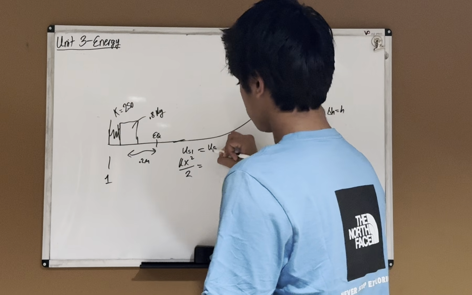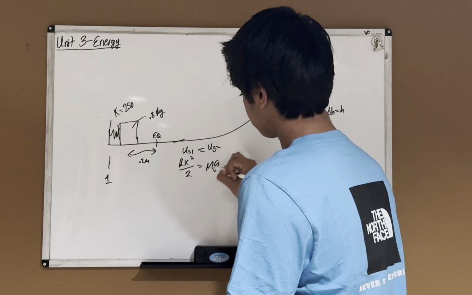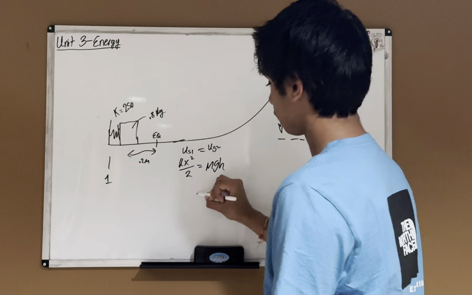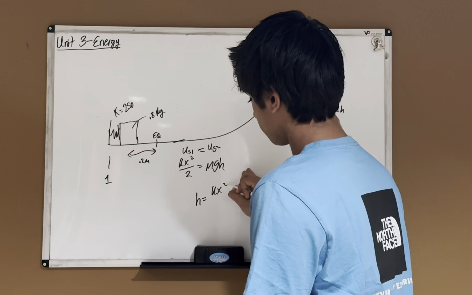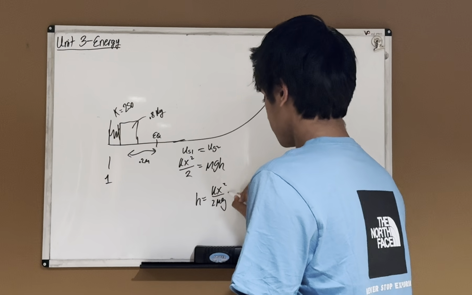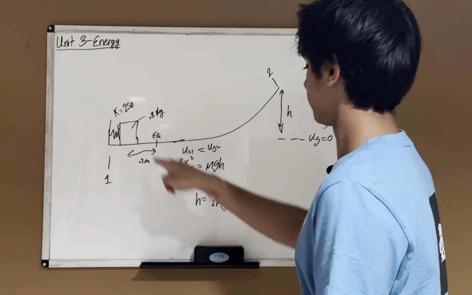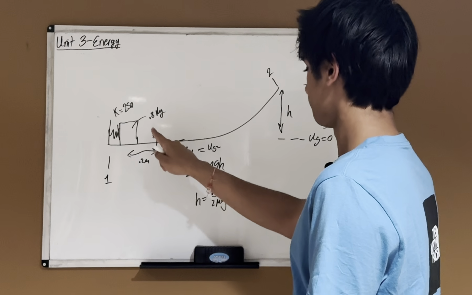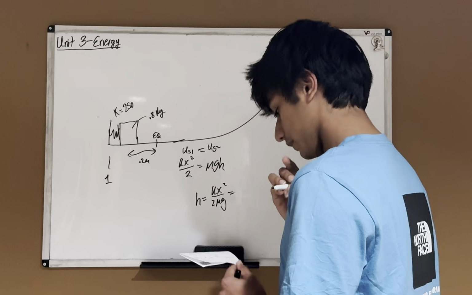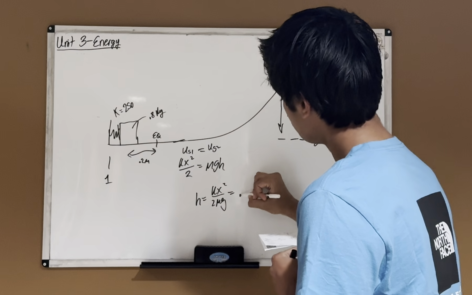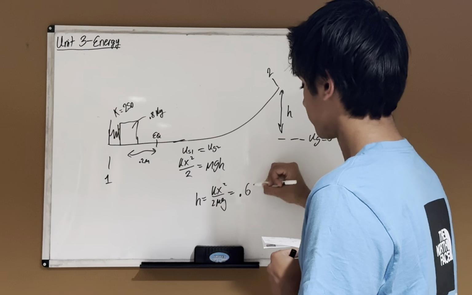So UG2 equals mgh. Now we can just solve for h, so h is equal to kx squared over 2mg, and we can just plug in our values. So 250, 0.2, 0.8, and if we plug it in, we should get that the height is 0.64 meters.